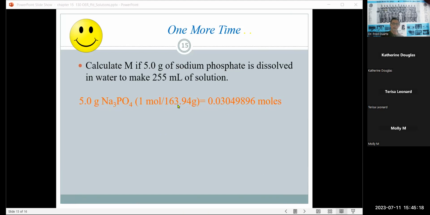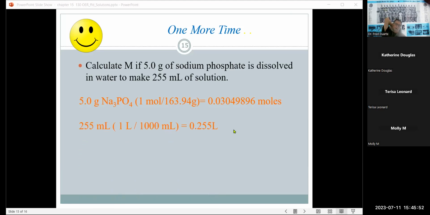All right, so with that information, we can set up the problem. We have a molar mass of 163.94 for sodium phosphate. We're taking 5 grams of sodium phosphate. Remember, we start off with grams, and we divide by the molar mass. So that represents 0.0304996 moles.